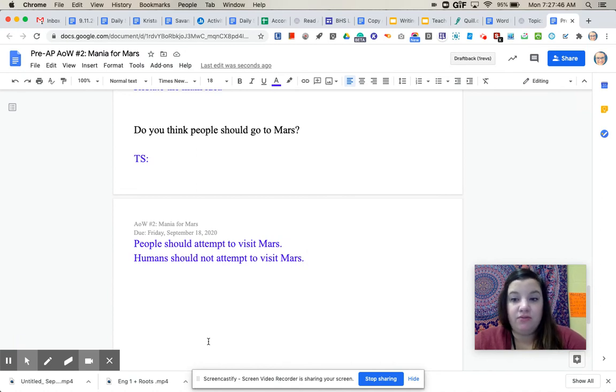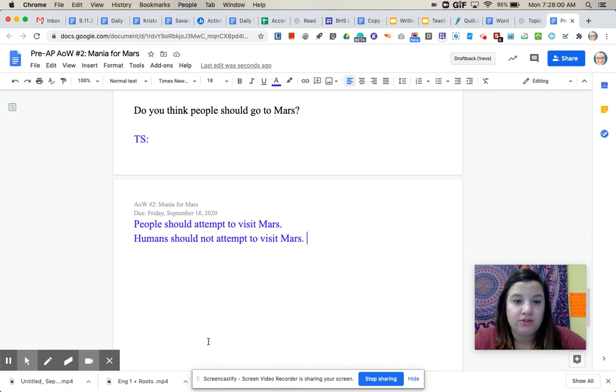Do you think that it's a good idea for humans to continue to attempt to actually go to Mars? It talked about Elon Musk wanting to send manned missions to Mars. So far, we've only sent machines there. So you will choose what you think. Should they or should they not go? Then you're going to have your concrete detail, and this needs to be a specific fact from the article that supports your opinion, something that either supports why we should go or why we shouldn't go.